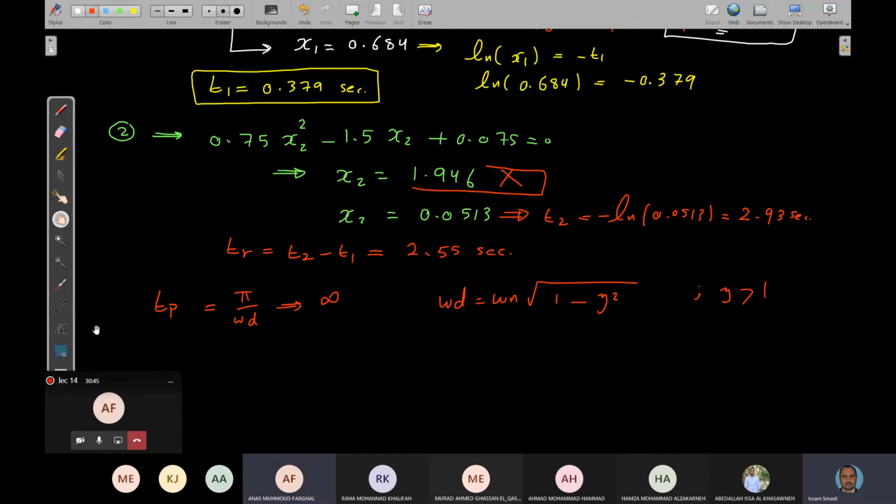Now, zeta greater than 1. This means that omega d is complex, yes or no? Okay. Zeta greater than 1, yes or no? Greater than 1 or less than 1? It's not complex. So 1 minus 1.06 equal to what?